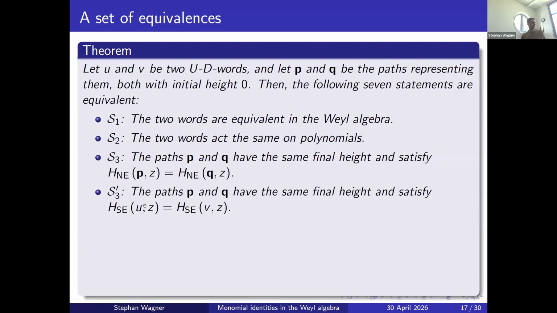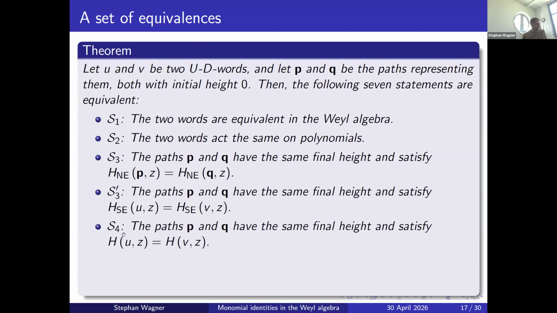And this works with any of the height polynomials. I can take the northeast height polynomials, I can take the southeast height polynomials, and there is again a typo, but you didn't notice it. Well, this should be P and Q, not U and V, but otherwise it's the same statement as here. So the northeast polynomials agree, the southeast polynomials agree, and also the general height polynomials agree.